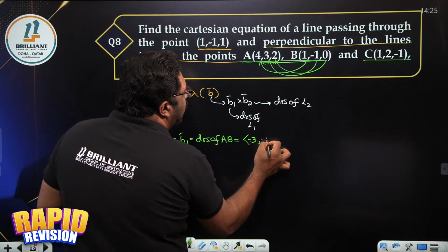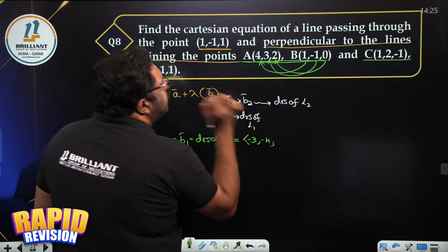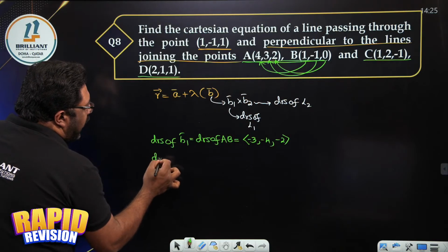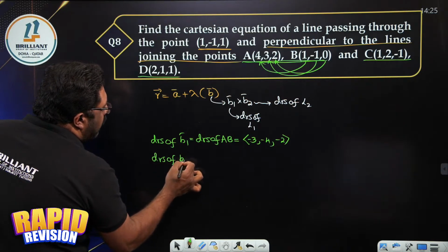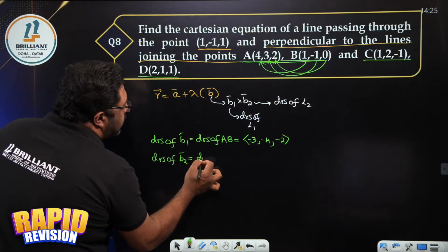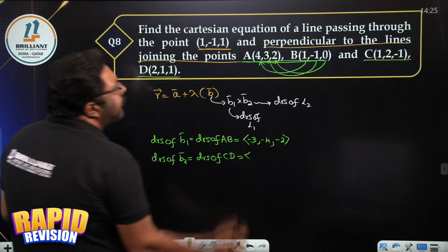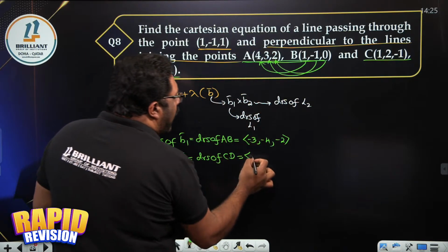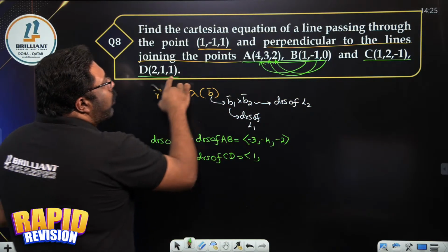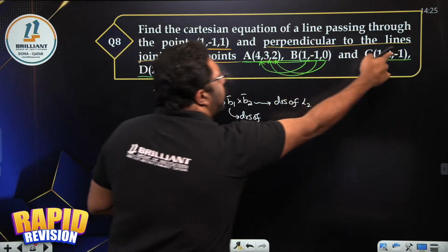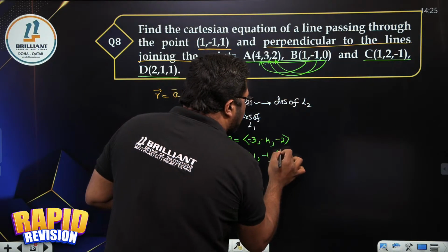You will get minus 3, minus 4, minus 2. The direction ratios of B2 are the same as the direction ratios of CD. 2 minus 1, 1. 1 minus 2, minus 1. 1 plus 1, 2.